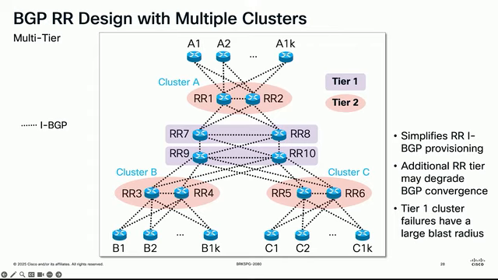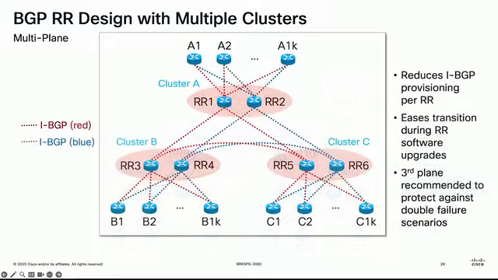However, the drawback is it could degrade BGP convergence because now BGP updates between clusters have to propagate through additional hops in the control plane, right? Through the tier 1 route reflectors, right? And then further, in the event of a tier 1 cluster failure, the blast radius could be significant, right? So those are some of the pros and cons of this architecture.